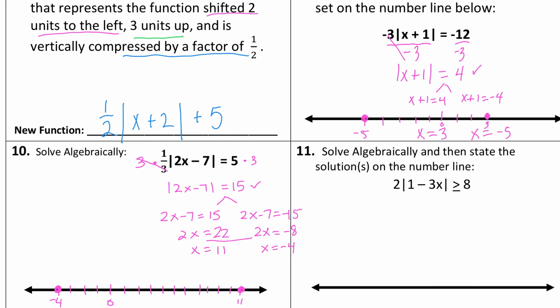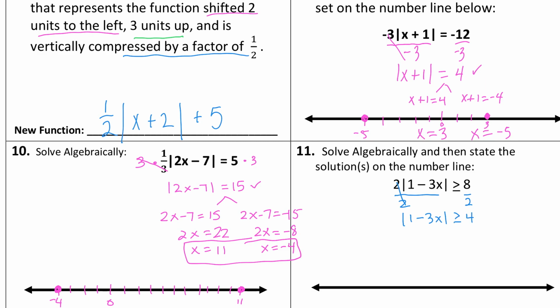But these would be your answers for your solutions. Okay, so let's move on to solving an inequality. You want to get your absolute value by itself, so I'd divide by 2. I'm not dividing by a negative, so I don't have to flip my inequality. So this would be the absolute value of 1 minus 3x greater than or equal to 4.